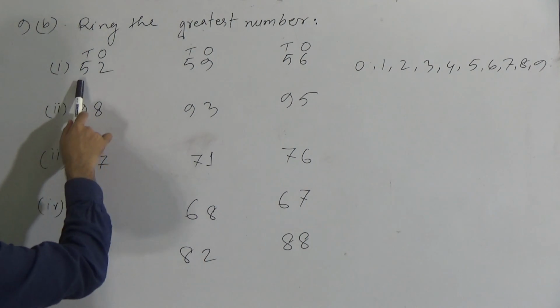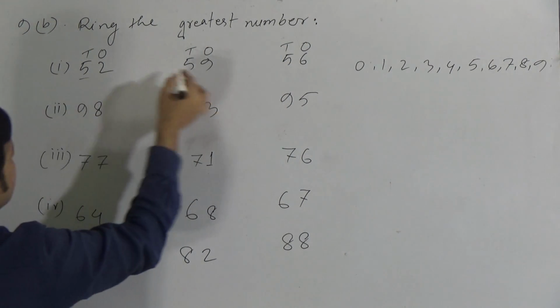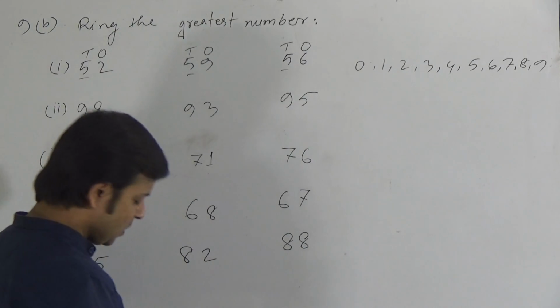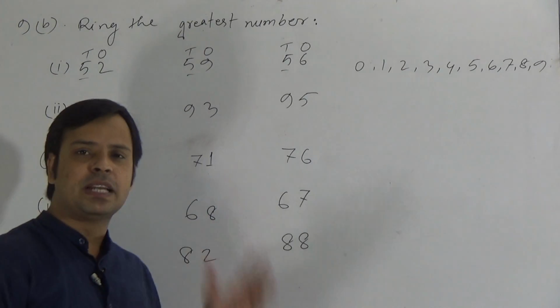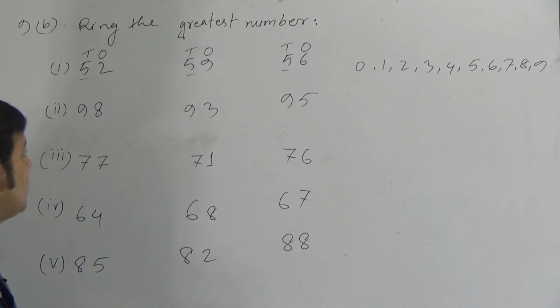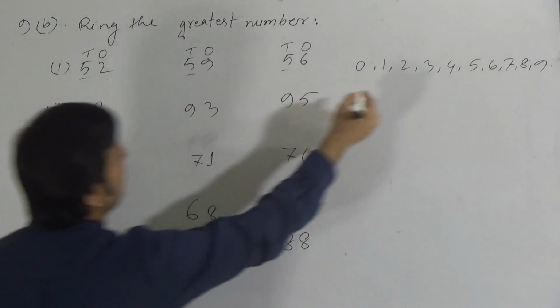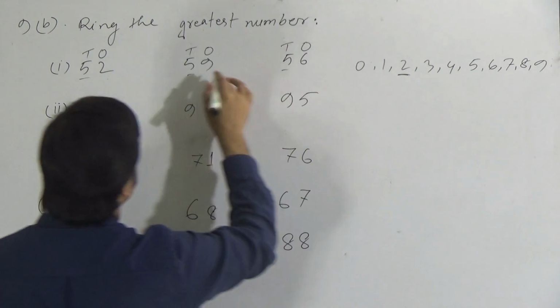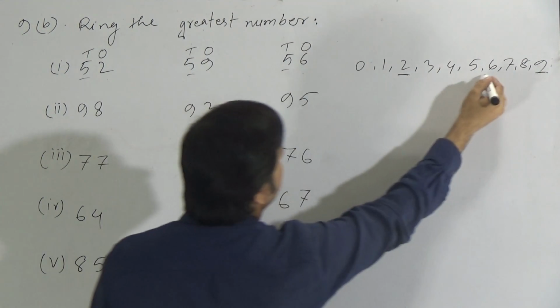Here tens position is 5, tens position is 5, tens position is 5. It means that in all the numbers the tens position is always the same. If the tens position is always the same, then we have to check the ones position, or ones place, or unit place. Now see, in ones place we will get 2 here, 9 here, and 6 here.